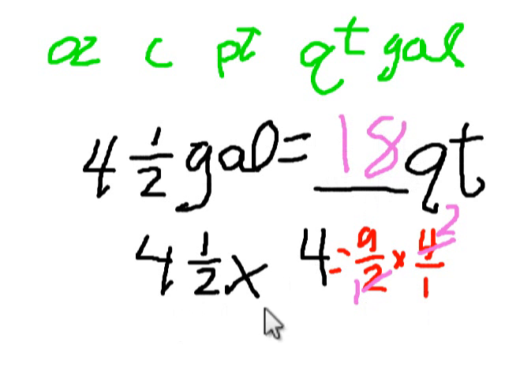So just because we have a mixed number there doesn't change what we do or make it more complicated. We just change the mixed number into an improper fraction, change the whole number into an improper fraction, and then we can still do it. Okay? So let's get rid of that.